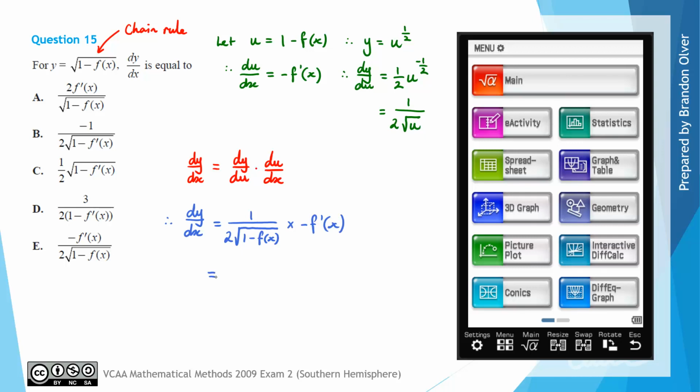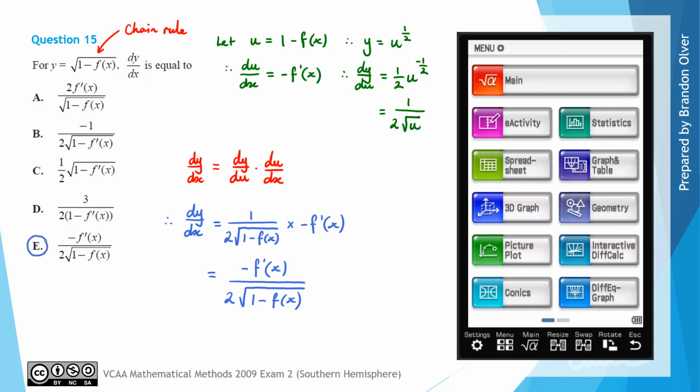And then just rearranging it into a form that matches one of these answers, this would be negative f dashed of x on the top line divided by 2 times the square root of 1 minus f of x. So we can compare that and see that option E is the correct answer for this question.